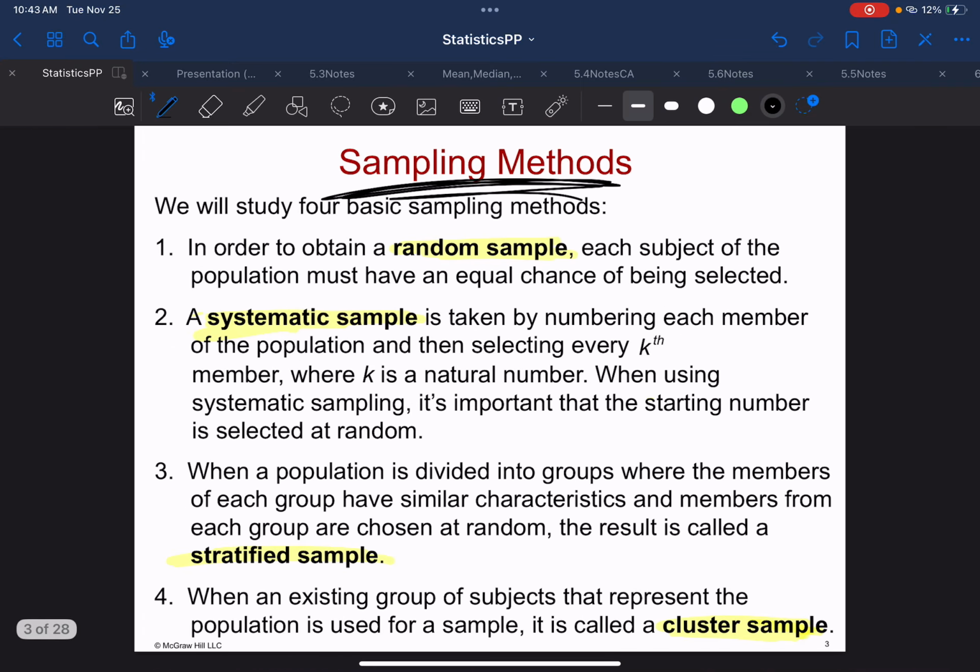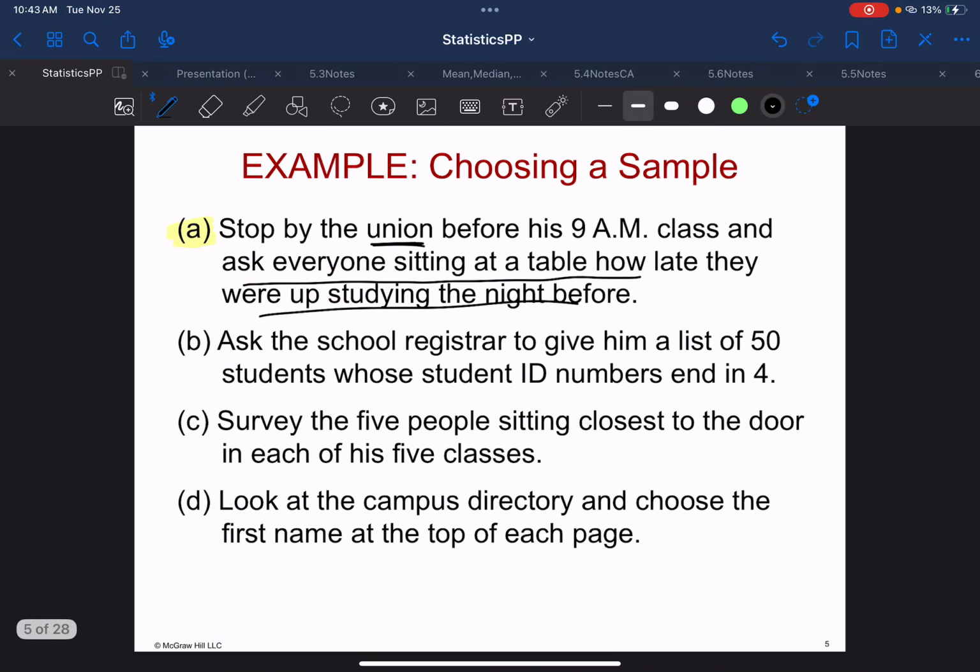So let's go back and look at our 4 types of sampling methods. In order to obtain a random sample, each subject of the population must have an equal chance of being selected. So it would not be a random sample because he's only going into one certain building and asking all the people sitting at the table, I think is what they said.